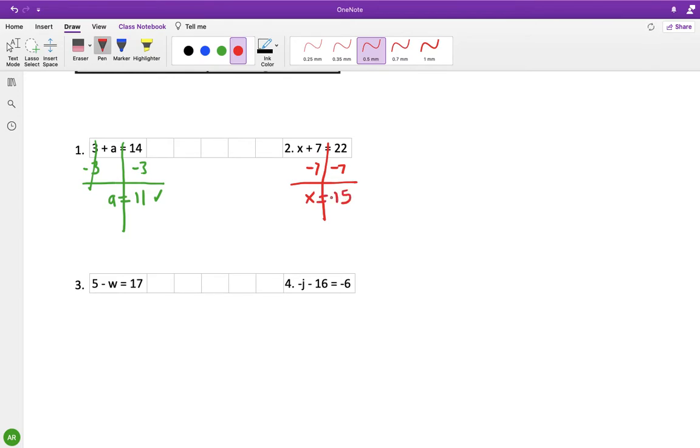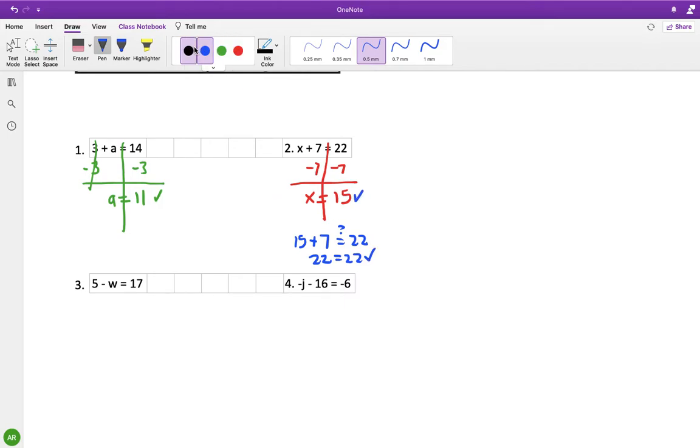Now, let's check our work. Plug that 15 back in for x. I'm not going to show you all of them for time, but in this one I will show you. 15 plus 7 equals 22. If that's true, then I know 15 is correct. 15 plus 7 is indeed 22. That works, therefore that is my answer.